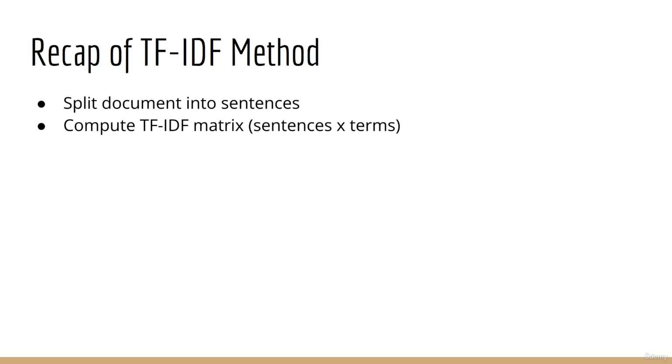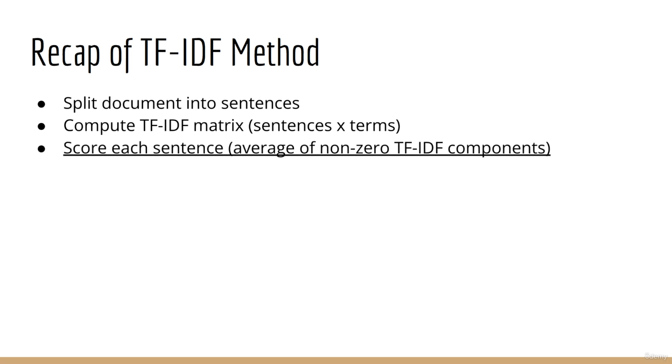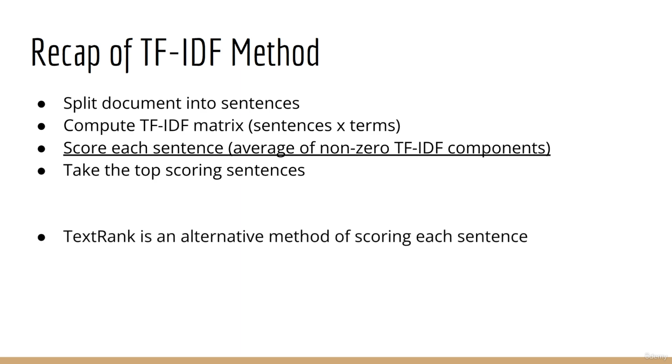We then score each sentence by taking the average of the TF-IDF components. After we have a score for each sentence, the summary is simply made up of the top scoring sentences. So where does TextRank fit into this picture? Well, TextRank is simply an alternative method of scoring each sentence. Instead of simply taking the average of the TF-IDF values, we use a more advanced scoring methodology.